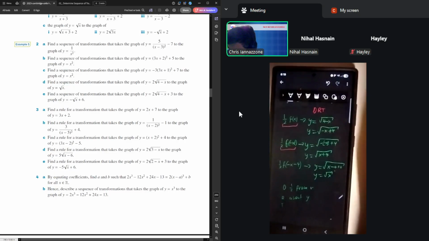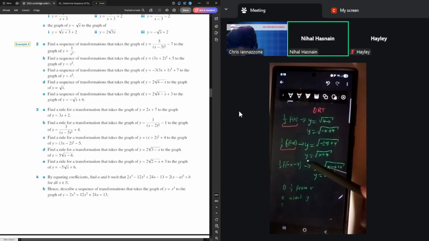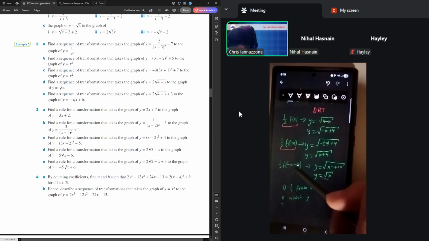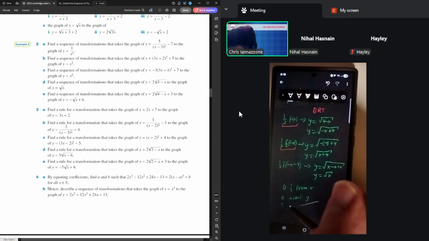And then lastly, what was the last thing we did? Translation of 4 units left. 4 units left, yeah. F of x minus 4 means we're shifting left by 4.